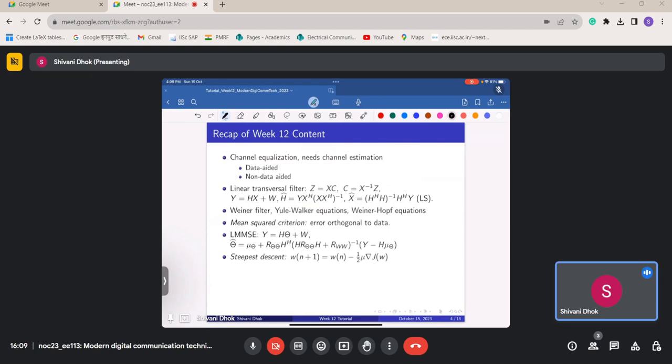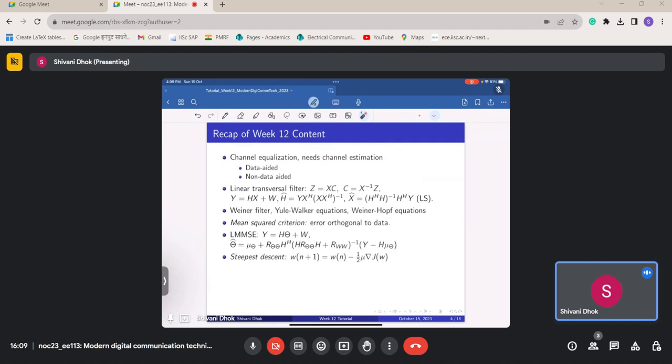If I have y equal to h theta plus w, and this theta is something that I need to estimate, then this theta hat is given by this formula here, where mu hat is the mean of theta, R theta theta is the covariance, and R ww is the covariance of this w, and so on.